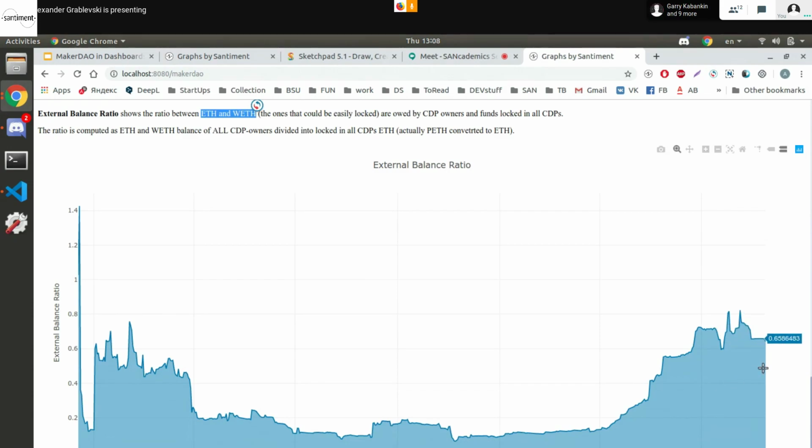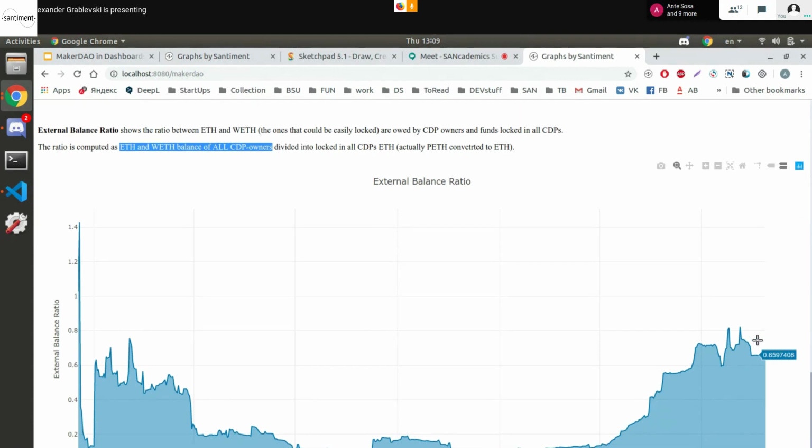So let's take this day. We see 65%. That means that if you divide all the ETH and dropped ETH balance of all CDP owners by the CDP locked amount, you get 65%, which means that all locked ETH in CDPs could be increased by 65% without making too many transactions. So that's like an equivalent of money supply in economics. That's highly liquid money. So that shows you the ratio of highly liquid money to tokens locked in the whole system.